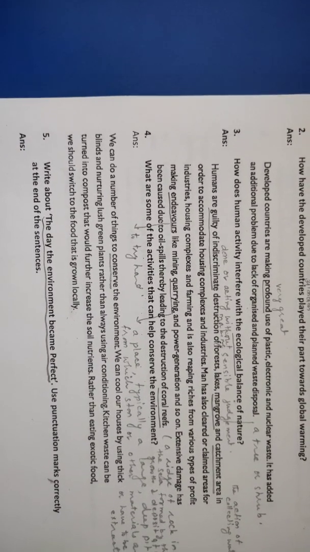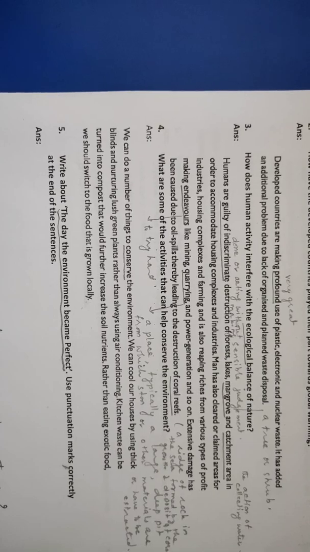How does human activity interfere with the ecological balance of nature? Humans are guilty of indiscriminate destruction of forests, lakes, mangrove, and catchment area in order to accommodate housing complexes and industries. You are well aware, students. Human is cutting trees to build big complexes, industries, etc., which is ultimately going to cause trouble for our nature. Man has also cleared areas for industries, housing complexes and farming, and is also reaping riches for various types of profit-making endeavors like mining, quarrying, and power generation, and so on. Extensive damage has been caused due to oil spills, thereby leading to the destruction of coral reefs.